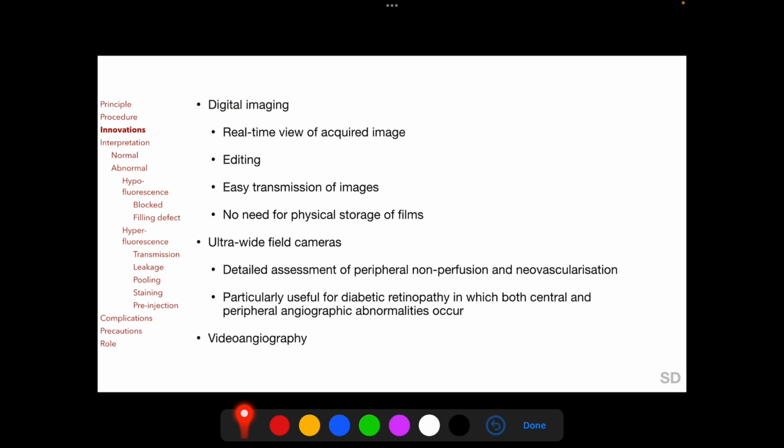Digital imaging allows real-time view of acquired images, editing, easy transmission of images, and does not require physical storage of films. Ultra-wide field cameras allow detailed assessment of peripheral non-perfusion and neovascularization, and are particularly useful for diabetic retinopathy. Video angiography is also available.